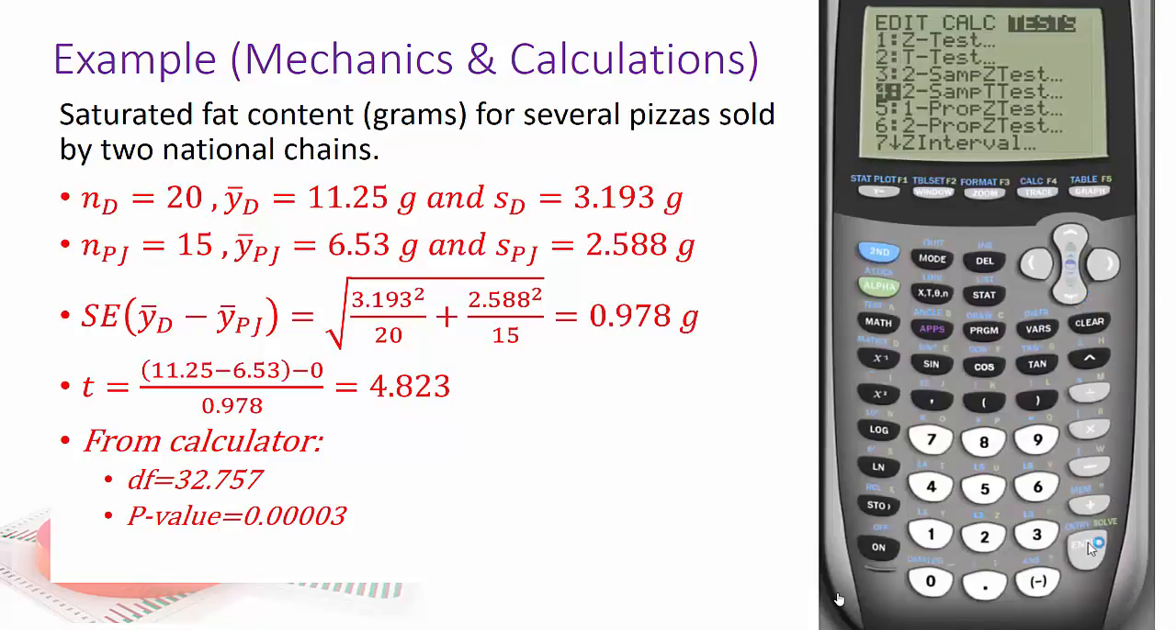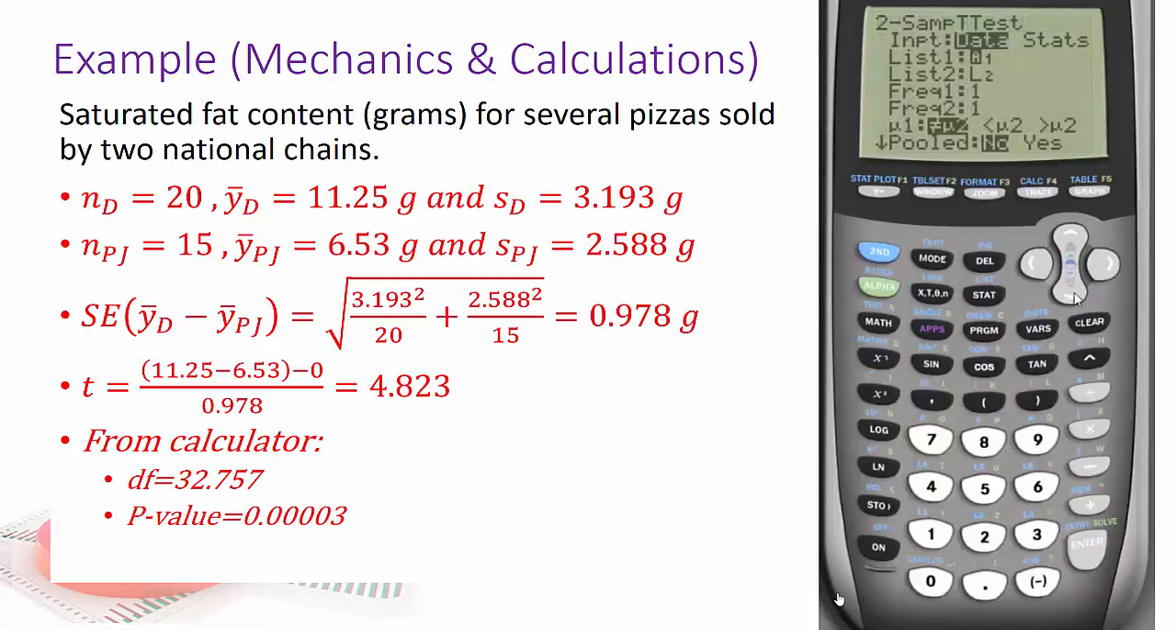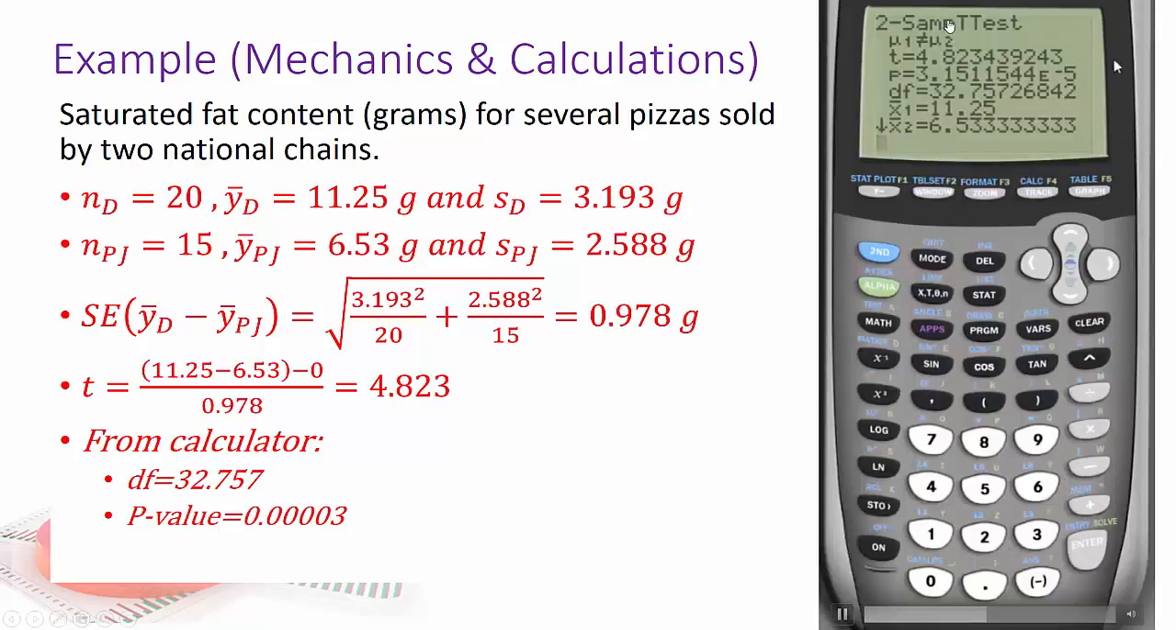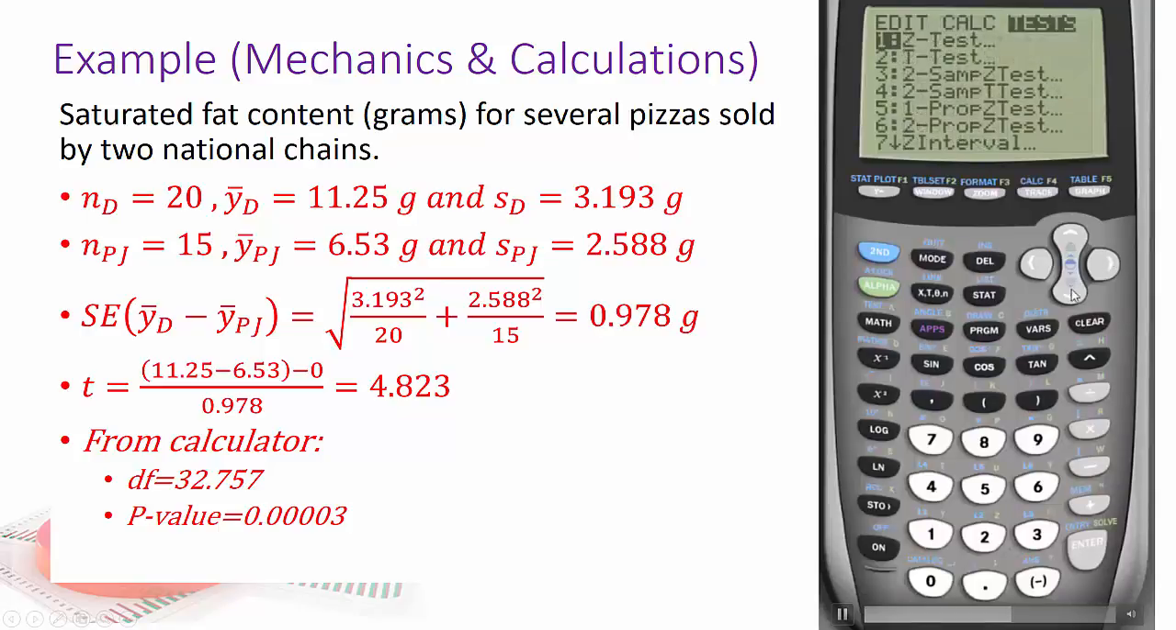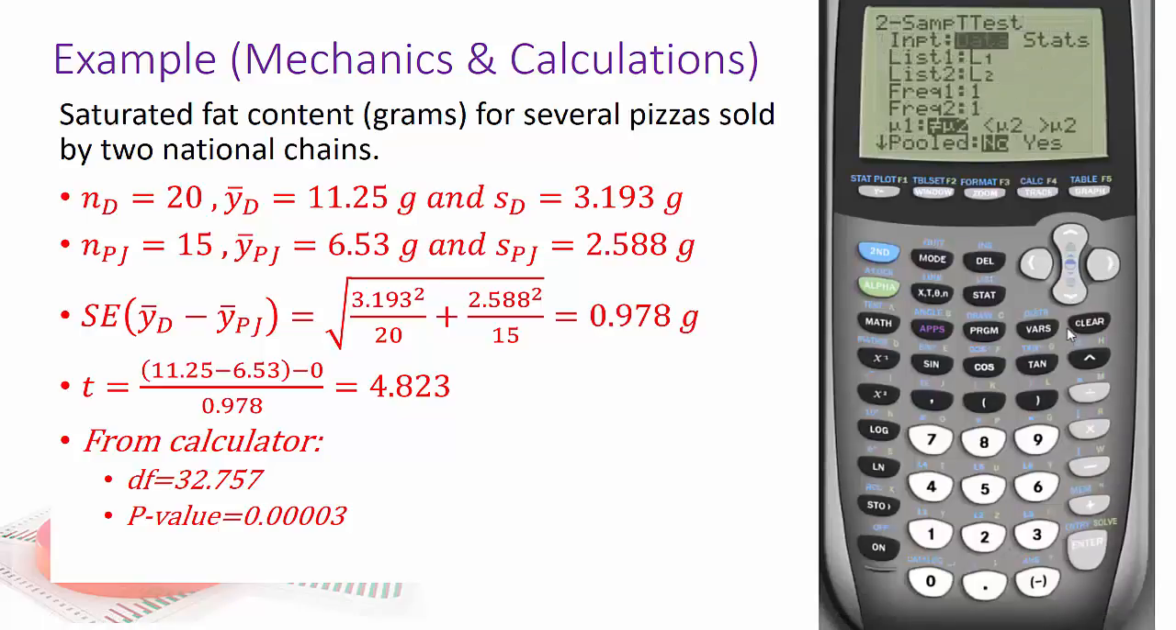So if we go to 2-SampTTest, now I'm doing data. So I just need to make sure I have the right list. And I'm doing not equal to mu 2. And if you hit calculate, you can see the values up there. There's the 32 and there's the p-value. And you can also graph it. But because it's such a low p-value, it's going to be kind of boring. It'll be pretty much an empty normal distribution.